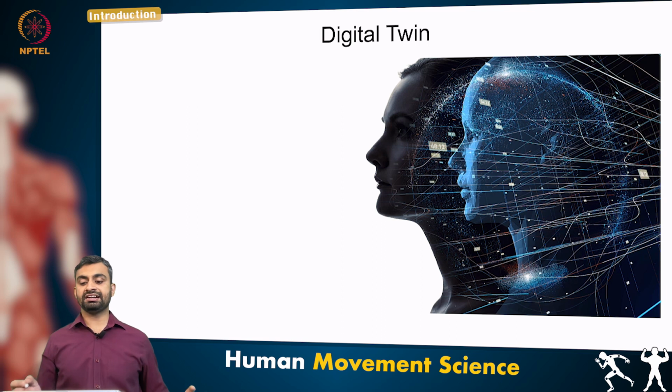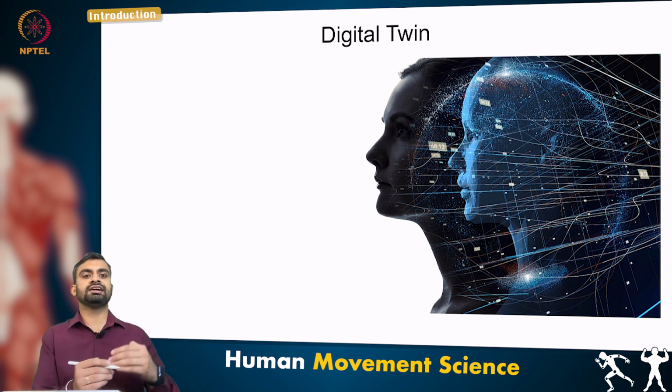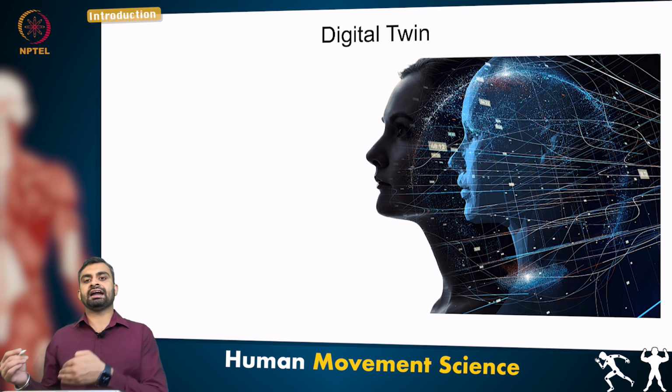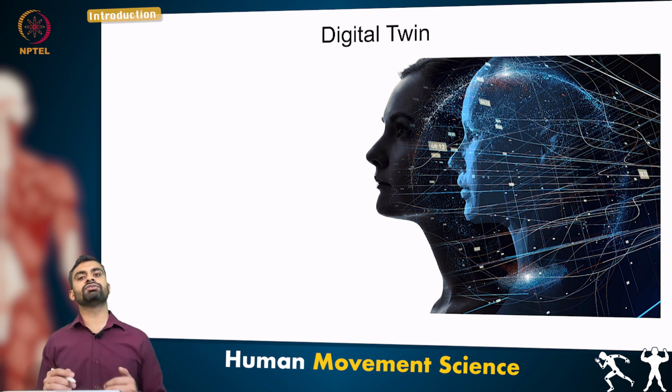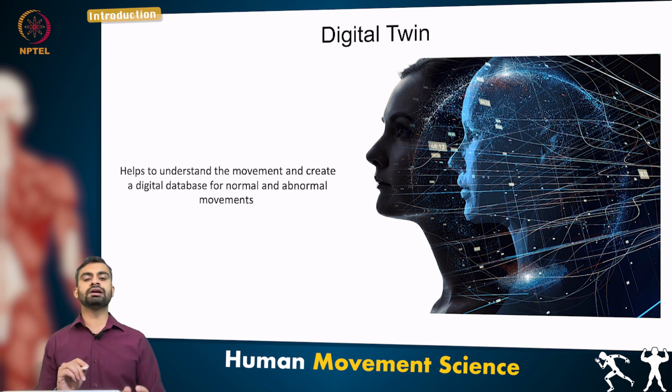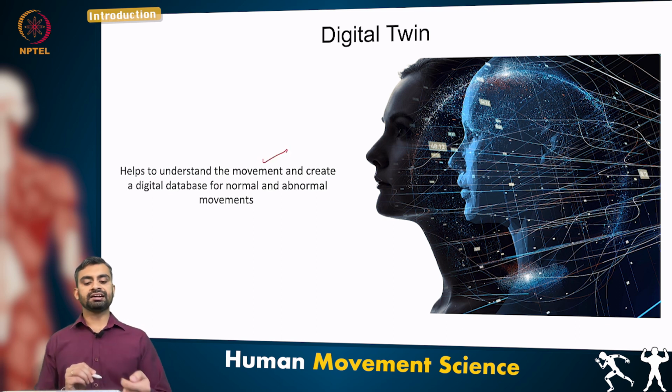So digital twin might be a new term, but a digital twin is nothing but creating a digital copy of a system, whether it is a human system, an animal system, or even a physical system. Specifically here we are concerned about human movement. The digital twin will help us understand the movement and create a digital database for normal and abnormal movement.